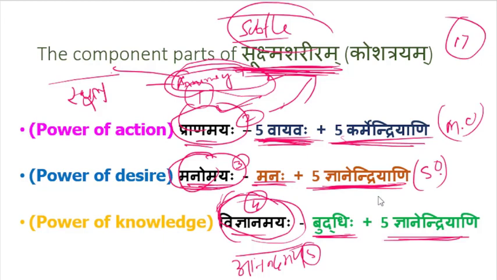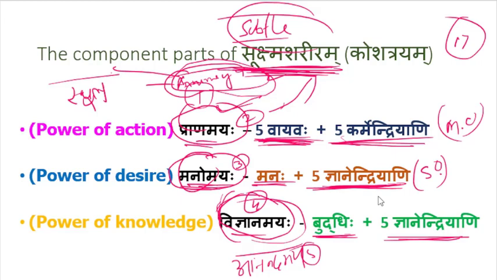So a question will be asked: what are the 2 components of Vijnanamaya Kosha? What will be the answer? The components of Vijnanamaya Kosha: Buddhi and Jnanendriyas, yes, Gyanendriyas. Like that, they may ask questions for the Pranamaya and Manamaya also.